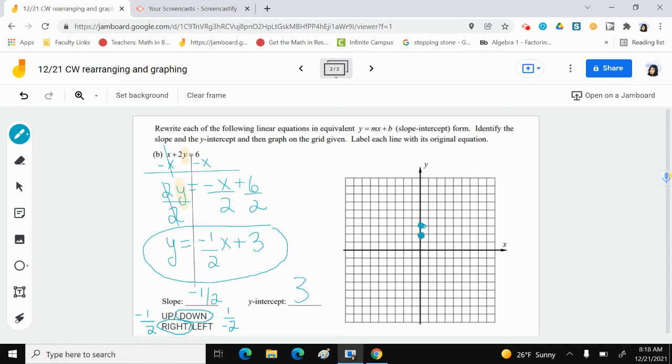For the positive on the bottom, I'm going to go right. So I'm going to go down 1, right 2, down 1, right 2, down 1, right 2, down 1, right 2.